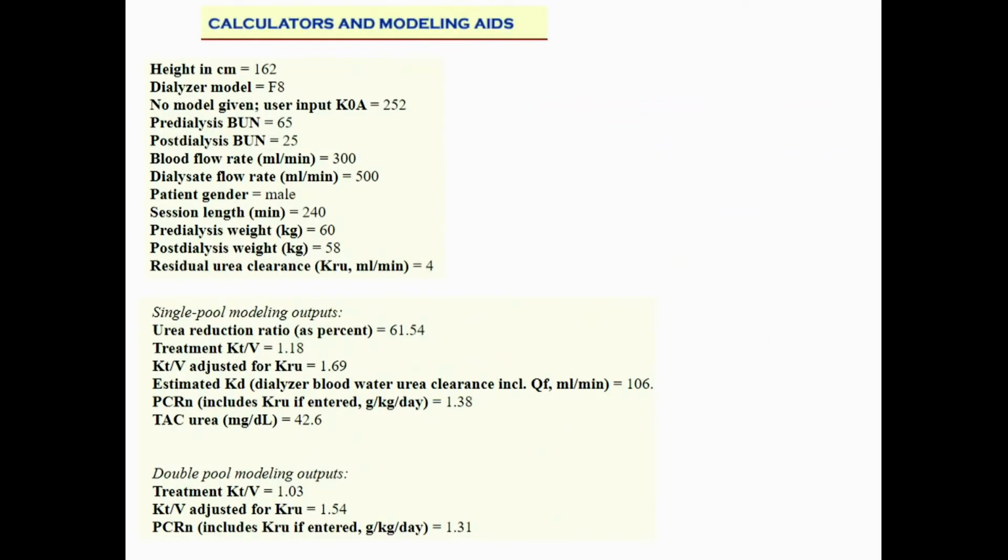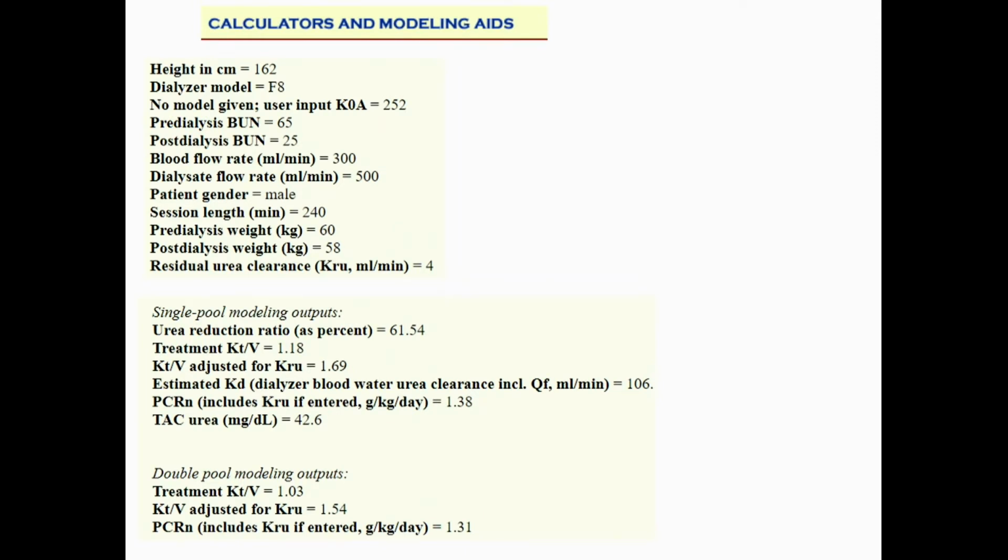You have multiple calculators available. This is one from HDC, and otherwise UpToDate also has them. You need to put in all your criteria: pre-dialysis and post-dialysis urea, BUN, height, weight loss. It will give you single pool and double pool Kt/V, and also the nPCR. The nPCR has to be more than 1.2 to be better. So for the Kt/V with ultrafiltration, I put the residual renal function as urea 4, and it will give you a treatment Kt/V of 1.18. Including the 4, adjusted for residual renal function, it will give you 1.69, which is reasonably good.